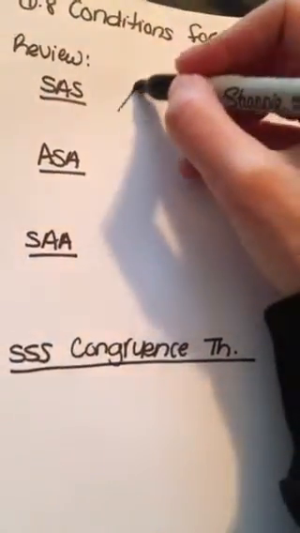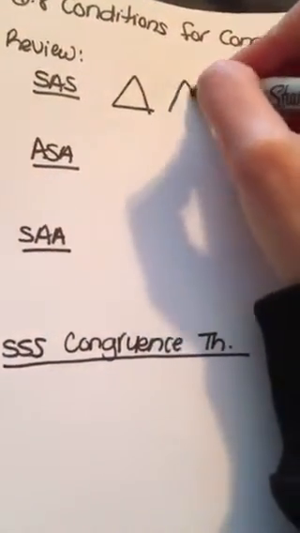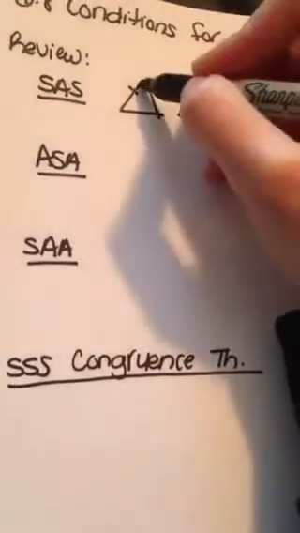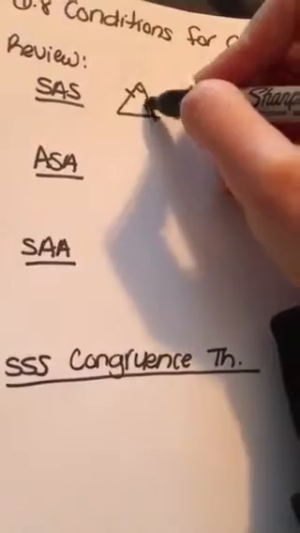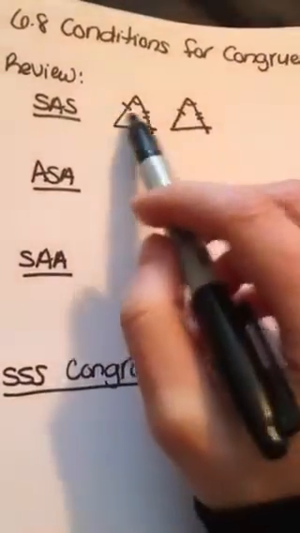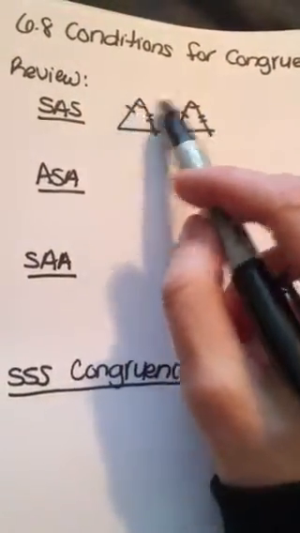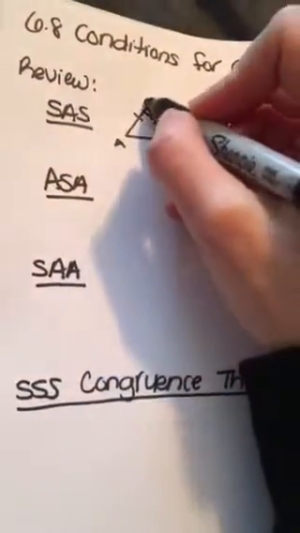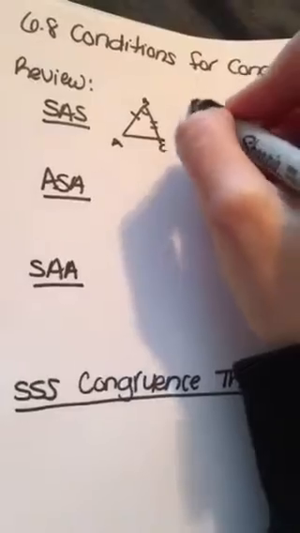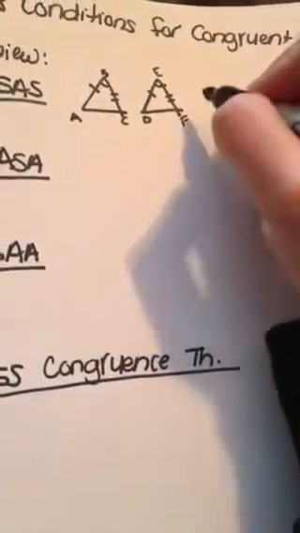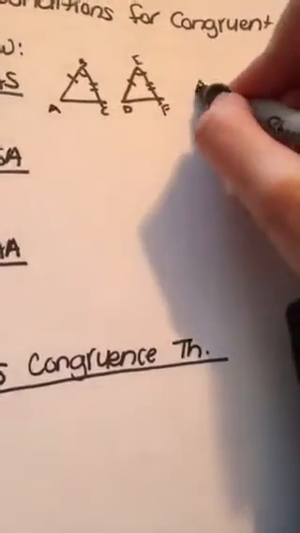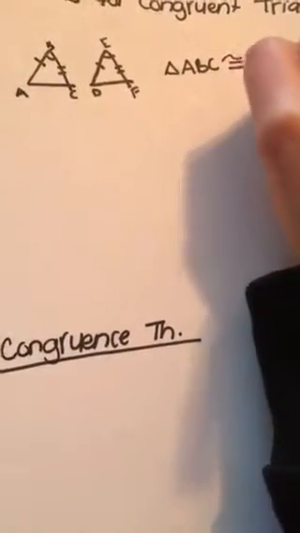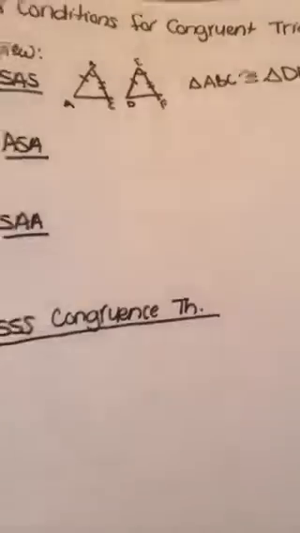What that says is if I have two triangles and they have two congruent sides and an included angle, then these two triangles are congruent. So if this is ABC and this is DEF, we could say that triangle ABC is congruent to triangle DEF by side angle side.